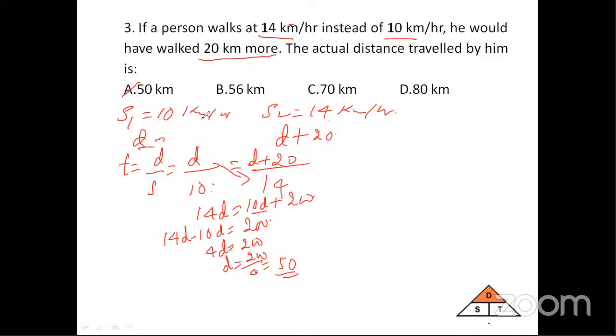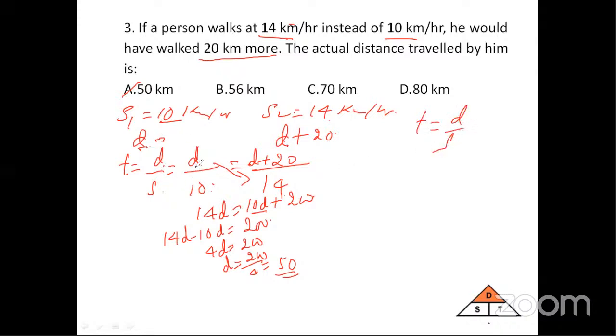I'll quickly repeat it once again, just in case somebody has got confusion. Just observe carefully. A person walks at 14 km per hour instead of 10 km per hour, which means the first speed was 10 km per hour, the distance was D, but the second speed was 14 km per hour, and that time the distance will become D plus 20. Time is the same in both cases. T is equal to D by S.